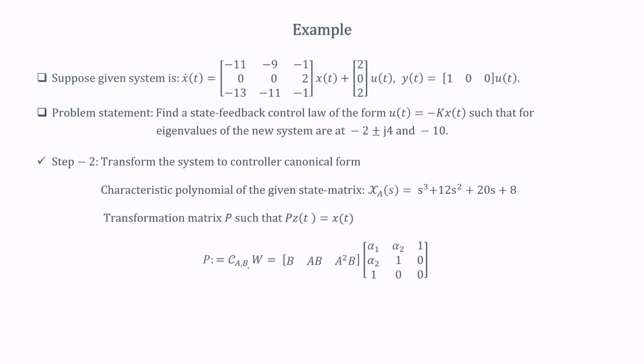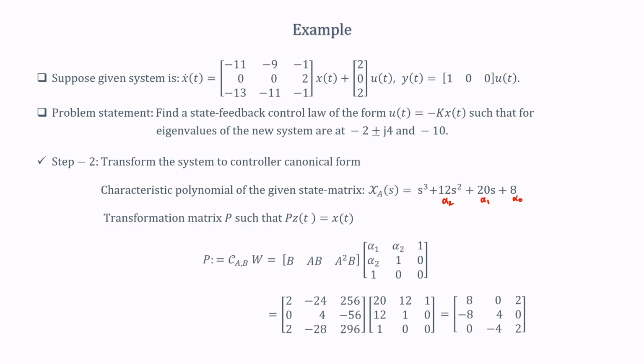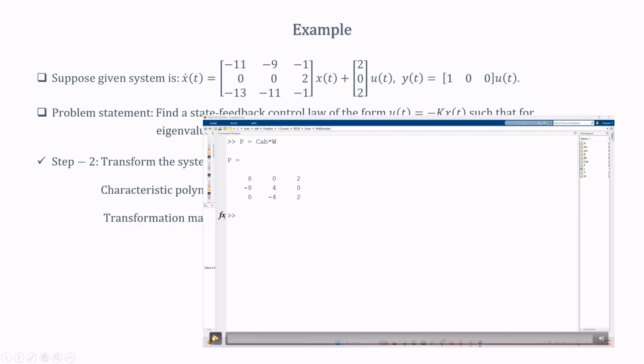The P matrix will be given by the controllability matrix, B, AB, A squared B, into W, and my W matrix will be this. Again this was your alpha 0, this was your alpha 1, this was your alpha 2. So, I can go ahead and write down the matrix. So, this will be the matrix and final expression of P will be this. You can go ahead and check that with this P actually you will get P inverse A P to be exactly what we desired.